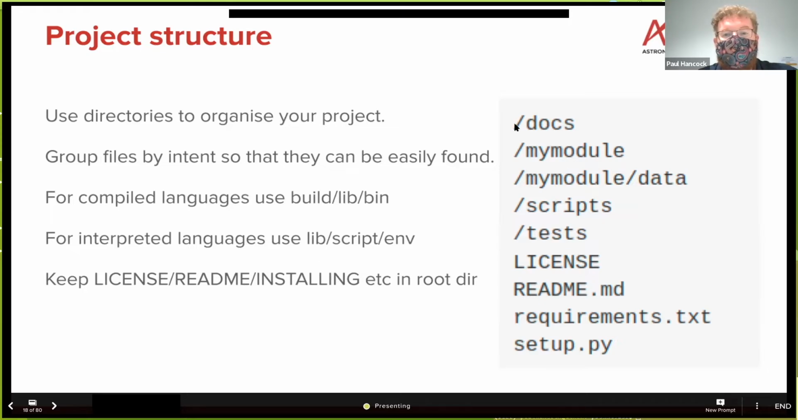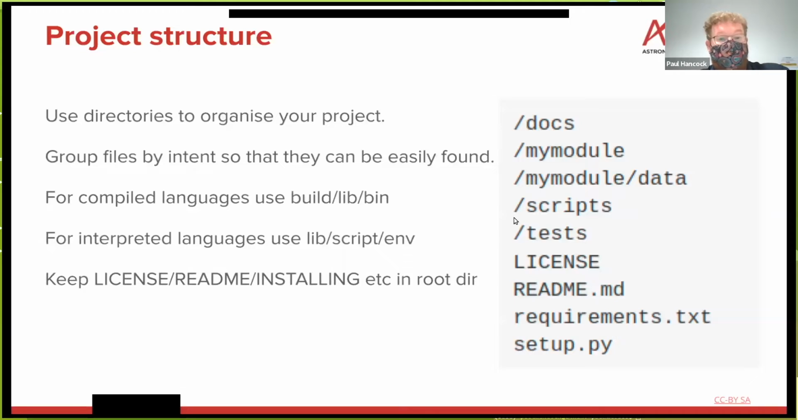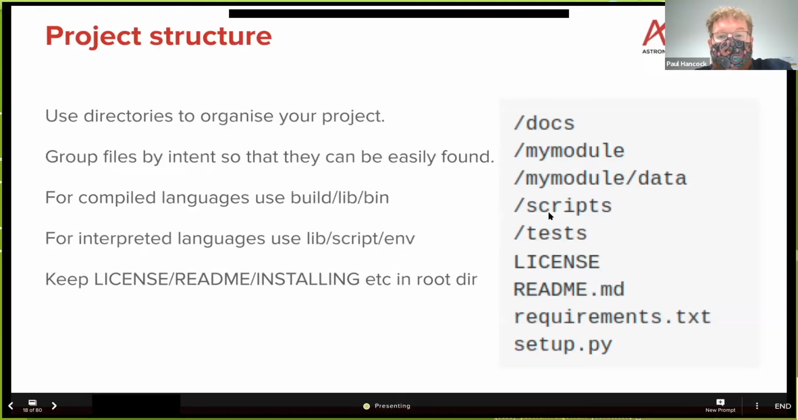uses. So if you're going to write documentation, keep that in the docs folder. In Python, if you're writing a module, then you would have a my module sort of structure there. If you've got some bash scripts that either help people use your code or act as entry points into your code, it would be good to keep those in the scripts directory. Hopefully you're writing tests, and if you are, keep them in the test directory.